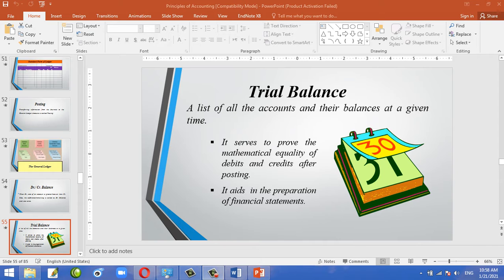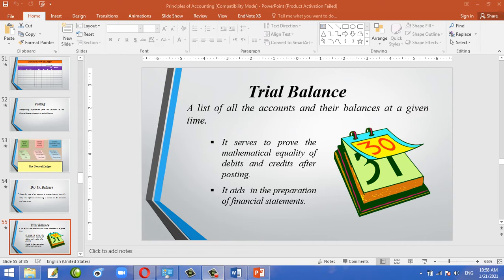In the previous lectures, generally we have talked about the definition of accounting as well as the classifications of accounting. We have talked about journal as well as ledger. If you remember, we recorded transactions in the journal. After that we posted them into the ledger.